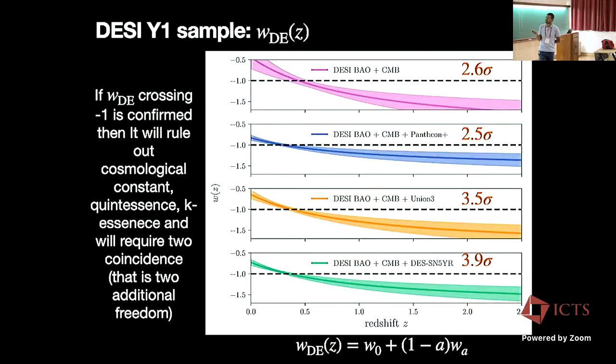You can measure w(z), so equation of state as a function of redshift. If you just use DESI BAO plus CMB, you get this 2.6 sigma deviation from lambda CDM. If you combine with different supernova samples, something like Pantheon, this is the luminosity distance part of the measurement, you get different constraints depending on what supernova sample you look at: 2.5, 3.5, 3.9. Right? So the supernova sample is playing a lot of role here as well. And so this is very interesting.